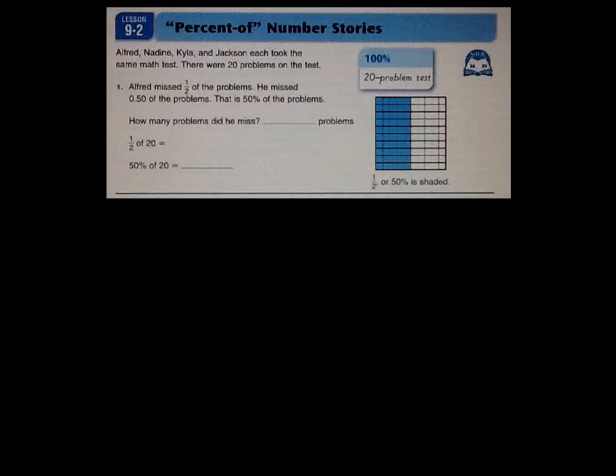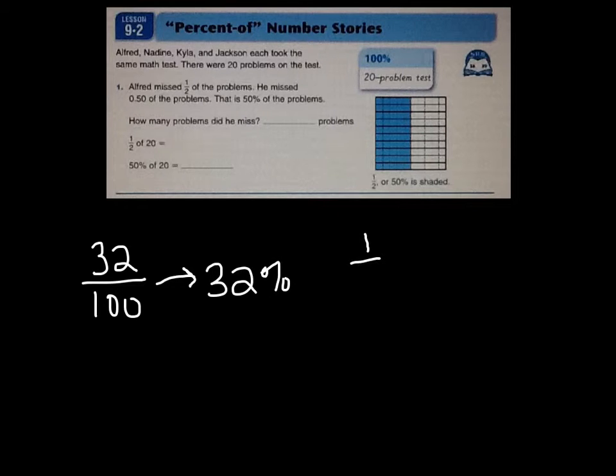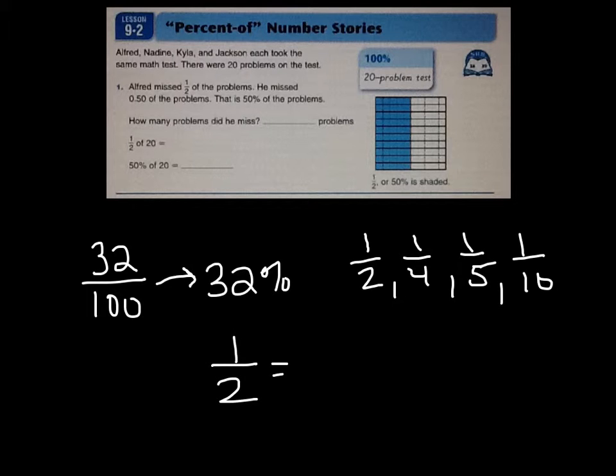One thing we know is that it's pretty easy to rename a fraction as a percent when the denominator is 100, such as 32 hundredths. We know then another name for 32 hundredths is just 32%. There are other fractions such as 1/2, 1/4, 1/5, and 1/10 that can be renamed as percents pretty easily as well. For our half, we can think of how many out of 100 is equal to 1/2, and we know that 50 out of 100 is equal to 1/2, which is where we got that 50% right up top. And because we know that half of 20 and 50% of 20 mean the same thing, we can easily solve that half of 20 would be 10 of the problems, and so 50% of 20 would be 10 of the problems as well. And then how many problems did he miss? He missed 10 problems.